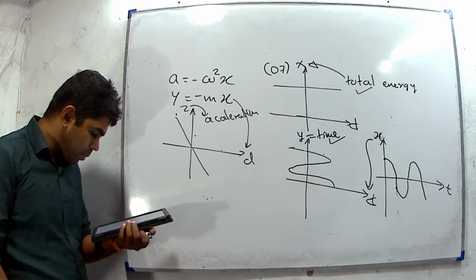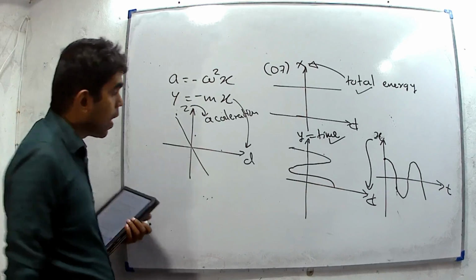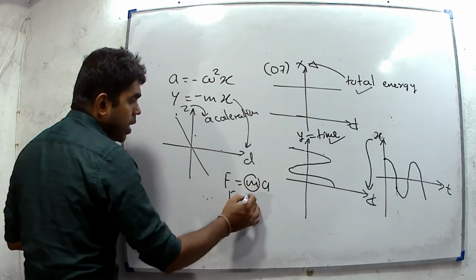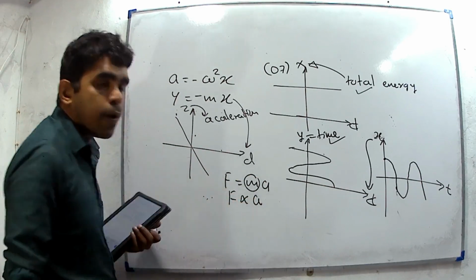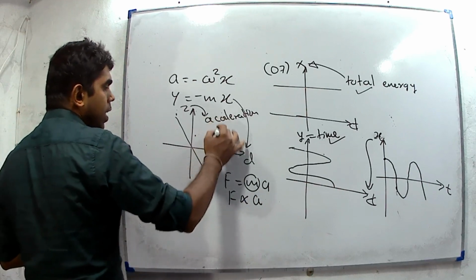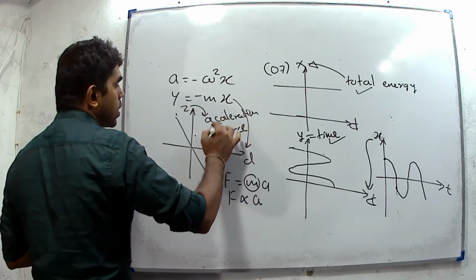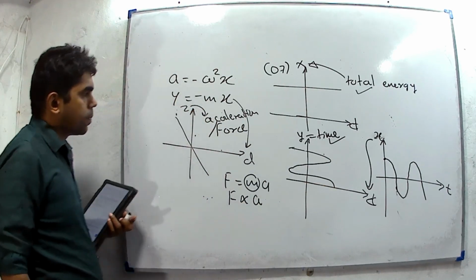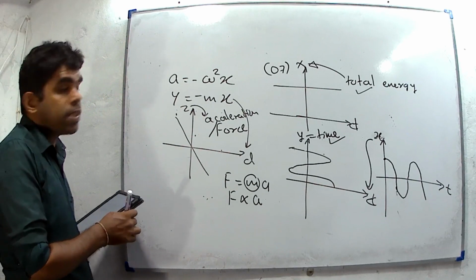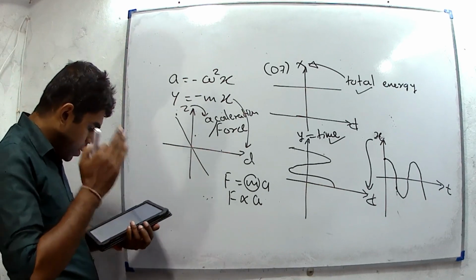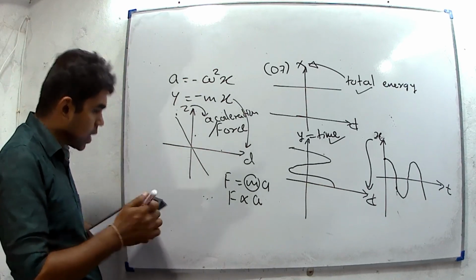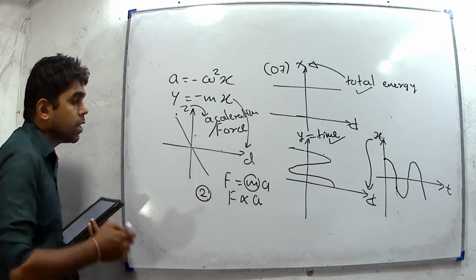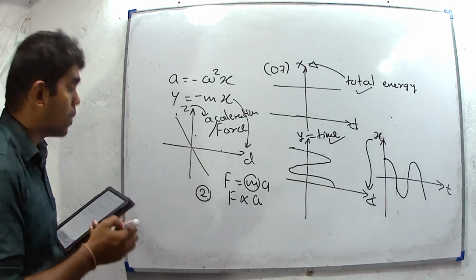Total energy, time. We know that according to F equals ma, acceleration is directly proportional to force. Therefore, we can consider acceleration or force as the physical quantity present in Z. Then we can get total energy, time and force as the physical quantities. Answer 2 is the answer for question number 7.